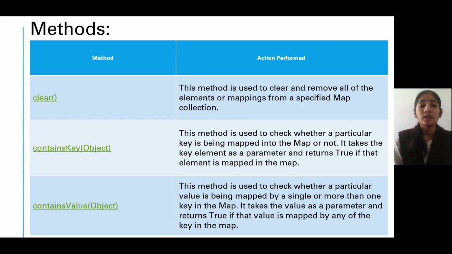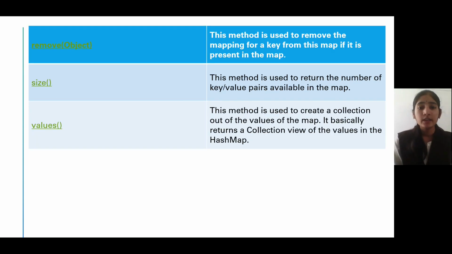Remove of object. This method is used to remove the mapping for a key from this map if it is present in the map. If it is present in the map, it will remove, means instead we can say delete. It will delete the value or else it will delete the key or else it returns false.